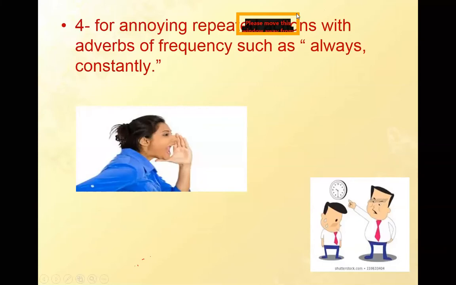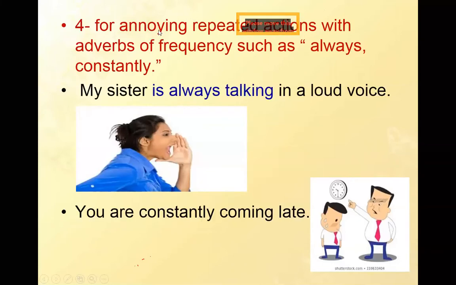For annoying habits, we also use the present progressive with adverbs of frequency, like always or constantly. Like this: my sister is always talking in a loud voice. It's an annoying habit. We can use the present progressive to express this. It annoys me. Can you see? We used is plus always plus verb plus ing. Or another example: you are constantly coming late. Constantly means always, and we add ing to the verb to give the meaning of annoying habits.